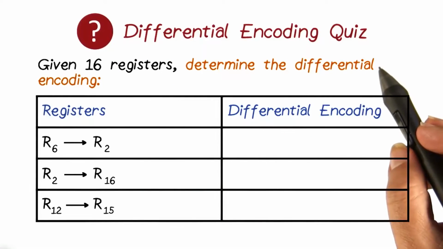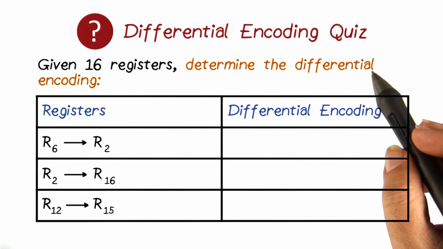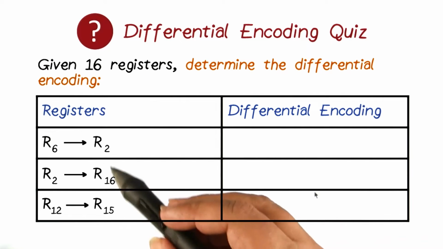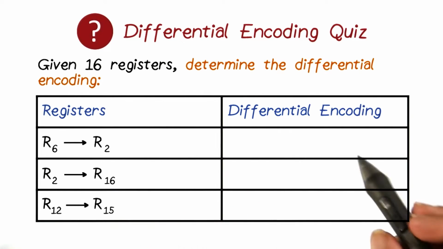So here is the next quiz, which is on differential encoding. Let us test our knowledge of how to encode the differences. So given 16 registers, determine the differential encoding. Please write the number in these boxes on the right hand side for these different registers. Please go ahead and mark your answers now.